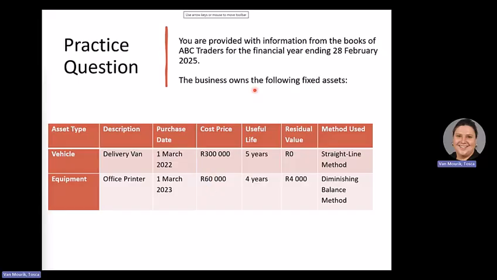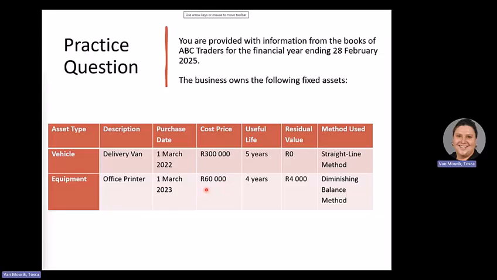And now I have to go and calculate my equipment depreciation based on year 2. And the reason why I'm going through that in detail is because the office printer is depreciated by means of the diminishing balance method.